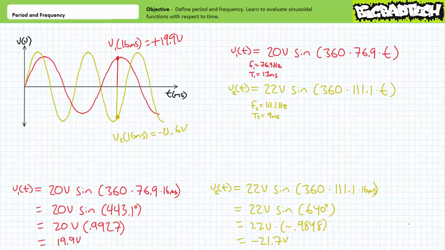It can therefore be said that at 16 milliseconds, the red waveform is positive 19.9 volts minus negative 21.7 volts, or approximately 41.5 volts higher than the yellow waveform. The point being that when calculating the differential between two sinusoidal waveforms with differing magnitude, frequency, and/or phase shift, one can at times arrive at differentials exceeding either individual waveform's peak value.